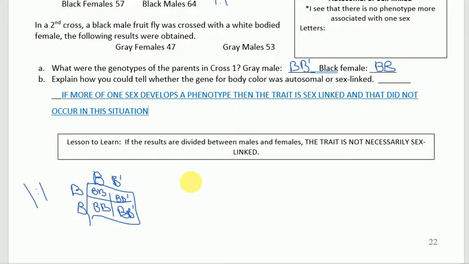Now, if you're not sure that you have the right information, then you can also double check by doing your second cross. And your second cross basically was a black male with a white-bodied female. So it would be your B prime, B prime, crossed with the capital B, capital B. So you can always do that to double check to make sure that you still end up with that 1-to-1 ratio.